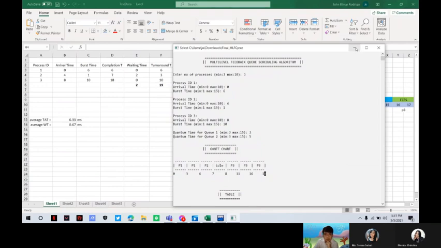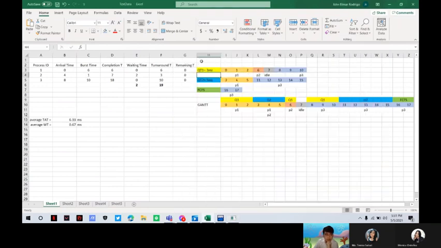So in test data 2, we have 3 process IDs: process 1 has 0 arrival time and 6 burst time, process ID 2 has 4 arrival time and 1 burst time, and process ID 3 has arrival time of 8 and burst time of 10.